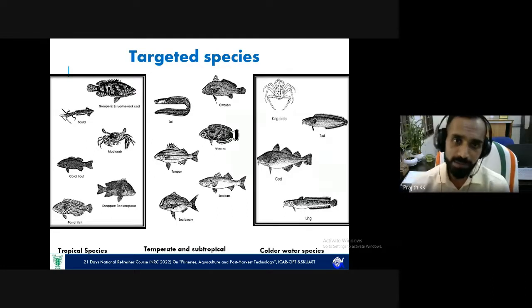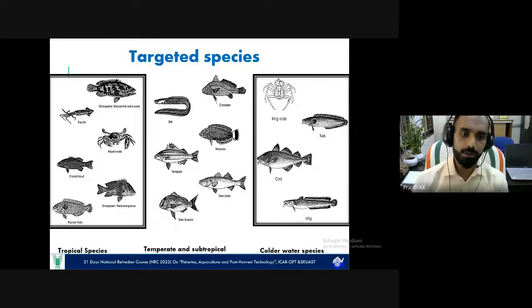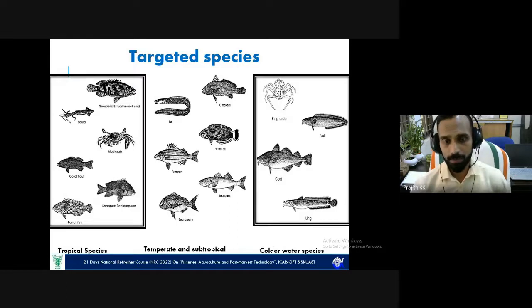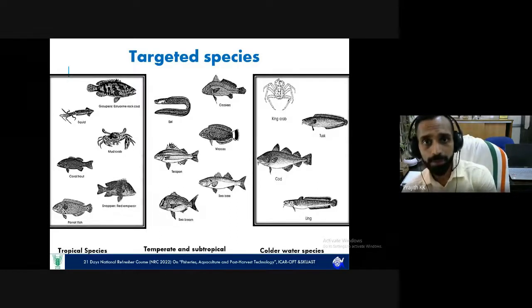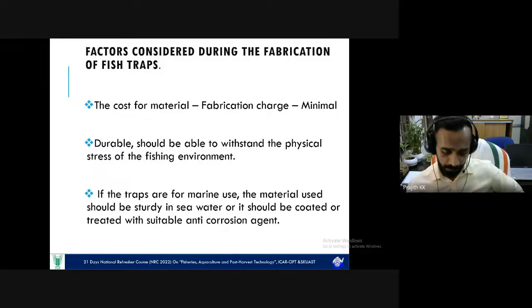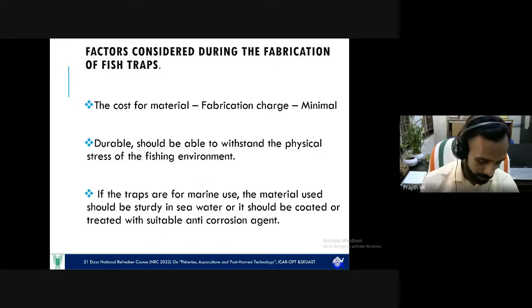So, targeted species, there are different types. Worldwide, different tropical, temperate, and cold water species are targeted using traps. Before starting operation of a trap or fabrication of a trap, we have to consider different parameters, like what are the factors we need to consider while fabricating a trap.